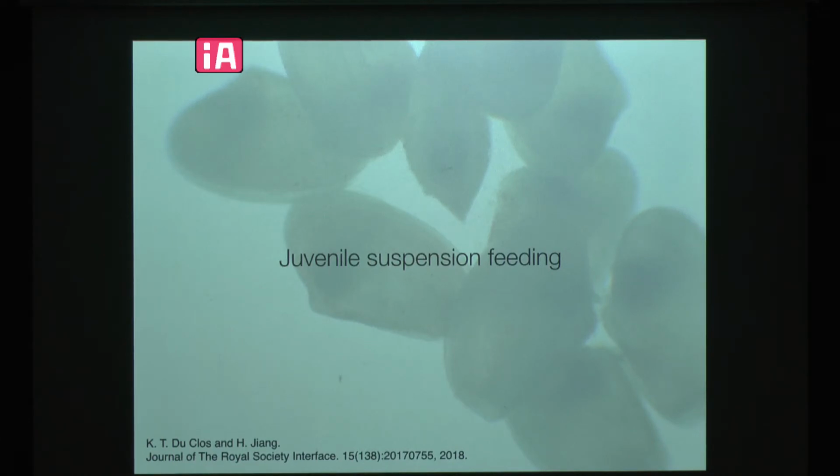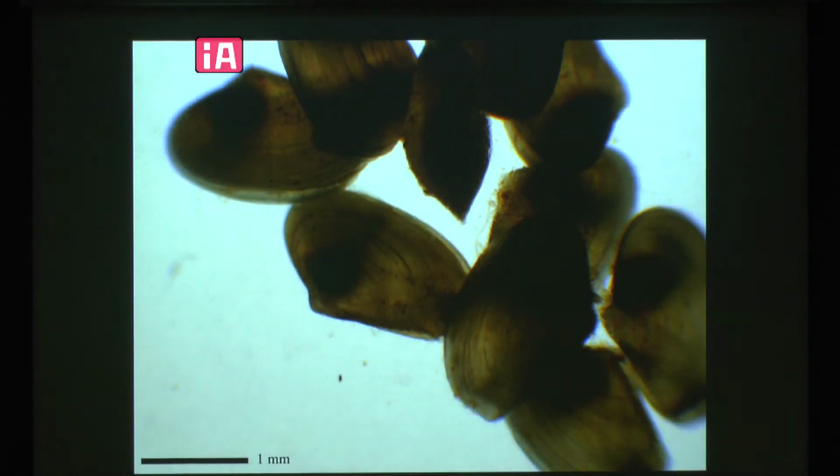Now that we have this method in hand, we wanted to look at some other problems, and one of these is juvenile suspension feeding. So here's my area again, but these are about 2 months post-settlement out of the water column. They have about 2 millimeter long shells, and this is a very important life stage for these animals. They have very high mortality rates, sometimes up to 90%, and they're growing very rapidly. So their suspension feeding rate is likely to be very important, even more so than the adults perhaps.